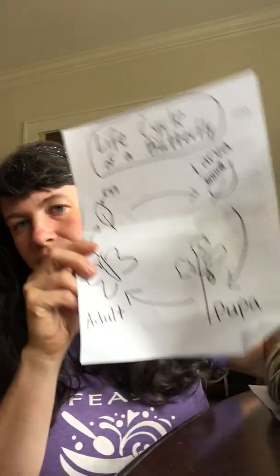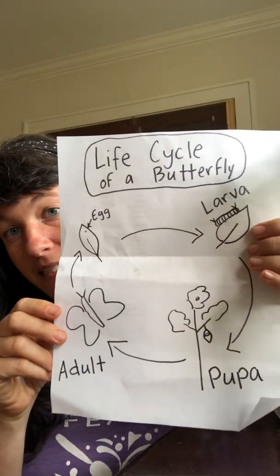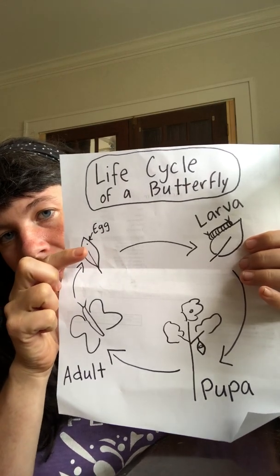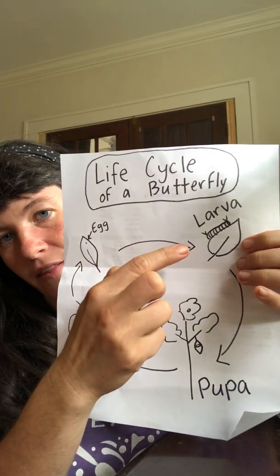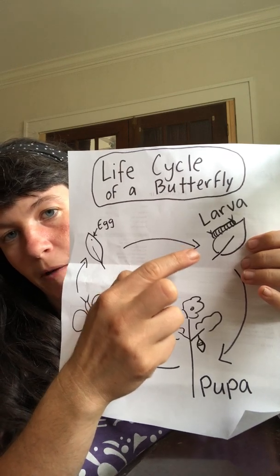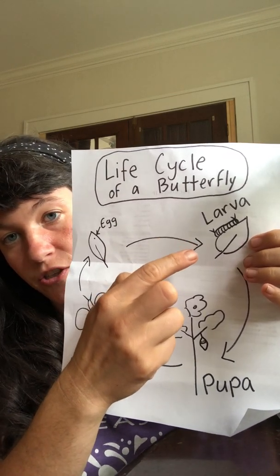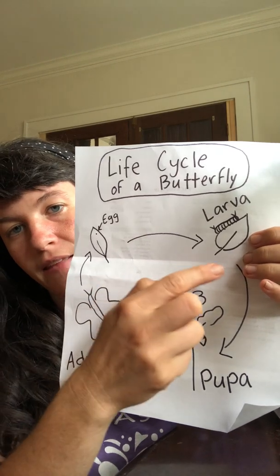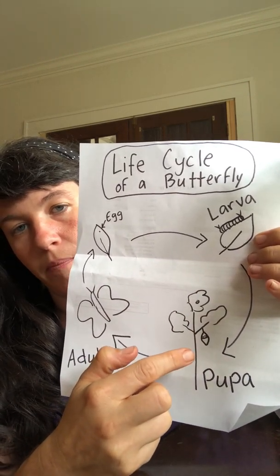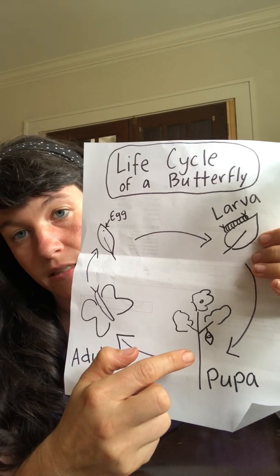So we're going to start by looking at a little visual that shows us the stages of a butterfly's life cycle. It starts out as an egg. It hatches into a larva, which is what we call caterpillars. Caterpillars are the larva stage of the life cycle. And then the larva changes into a pupa, we call butterfly pupa chrysalis.